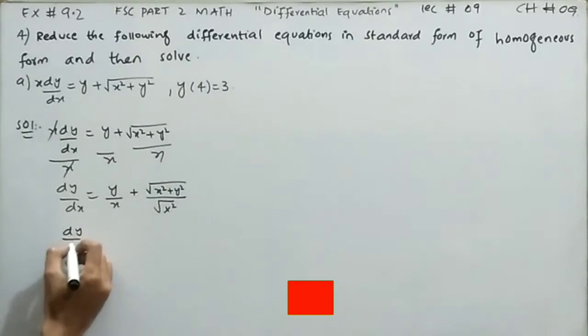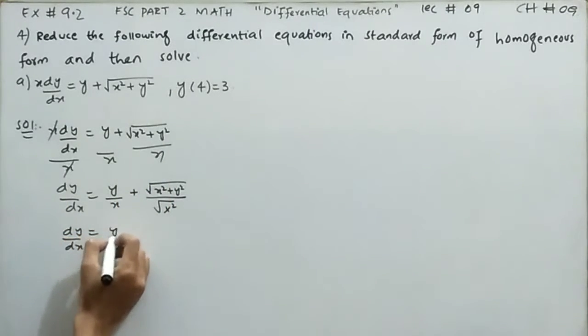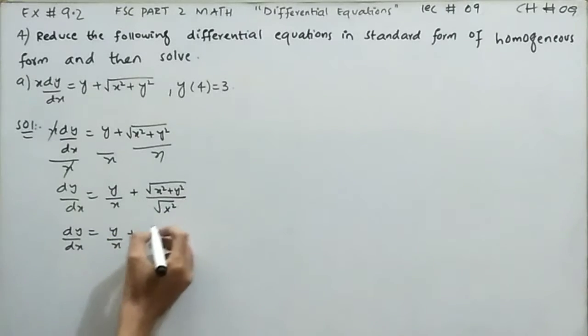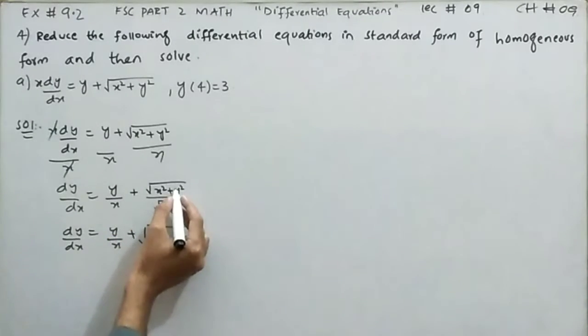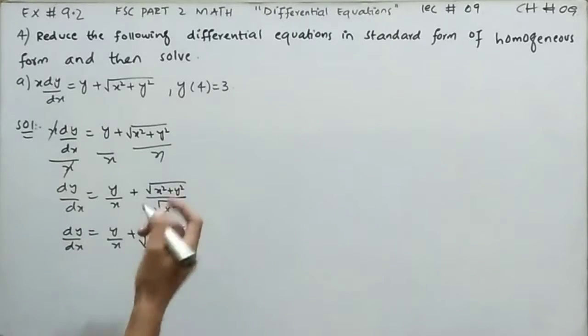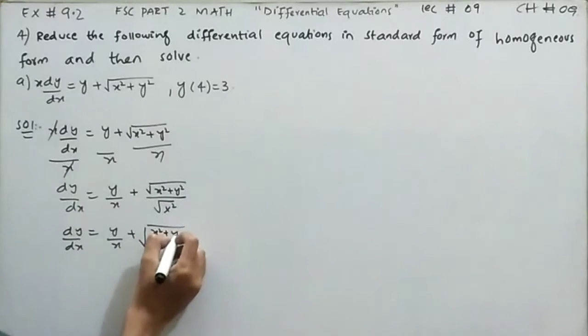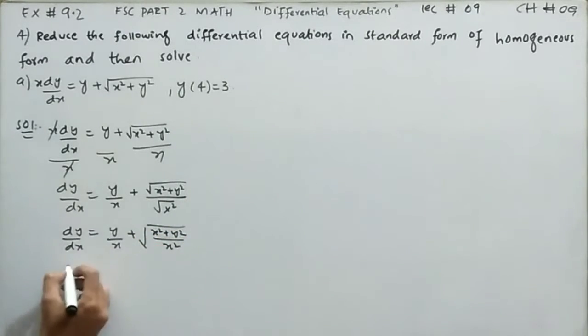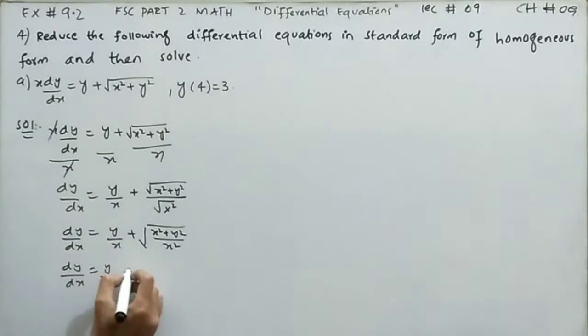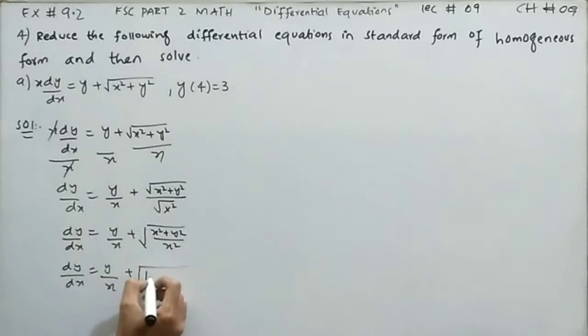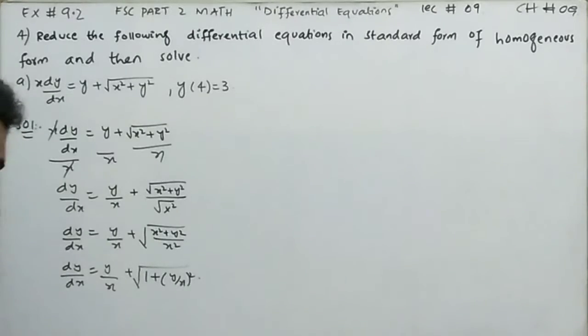After this it becomes dy by dx is equal to y by x plus, over here we use the property, so we will write the numerator and denominator in a single radicand. It becomes x square plus y square over x square. Further simplifying, dy by dx is equal to y divided by x plus the square root of, x square cancels with x square, we are left with 1, and y square by x square can be written as y by x whole square. Now this is actually the homogeneous differential equation form.